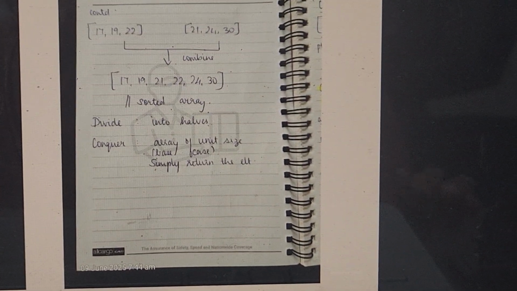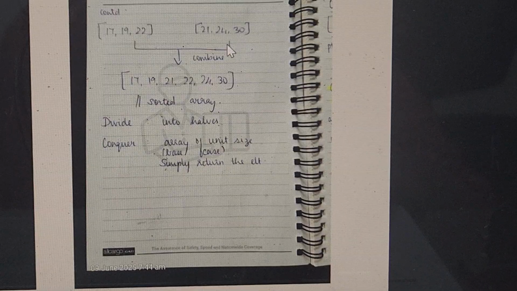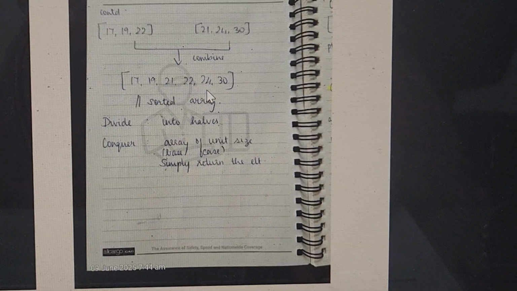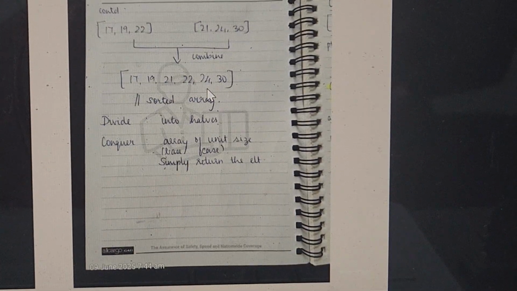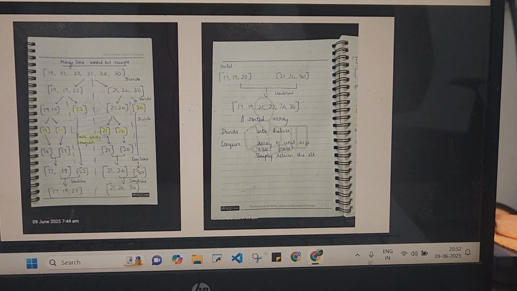Now we move to the second image. You take those two, which were the result of the previous step, and those are returned. The next step is to combine them, of course. So we perform what is known as a linear traversal, which we are going to look at, and once that traversal is performed, both the arrays are combined in this order: 17, 19, 21, 22, 24, 30, which is the final sorted array.